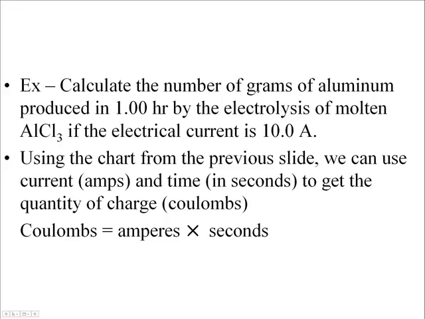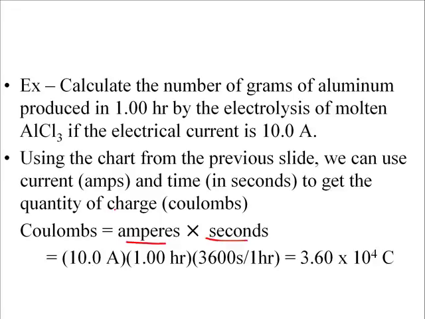Okay, so here's an example. They want us to calculate the number of grams of aluminum produced in 1 hour by the electrolysis of molten aluminum chloride if the electrical current is 10 amps. So we've got our amps, we've got our time. We need to take our amps times our seconds. They give us an hour, so we have to put it in seconds. We take our 10 amps times 1 hour, which is 3,600 seconds, and you get 3.6 times 10 to the fourth coulombs.